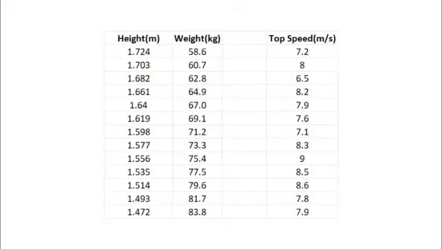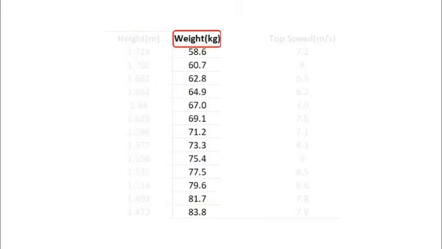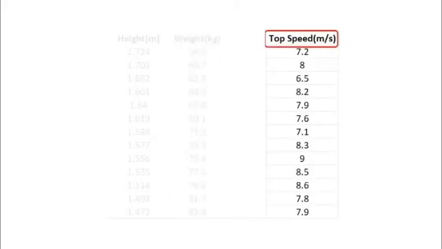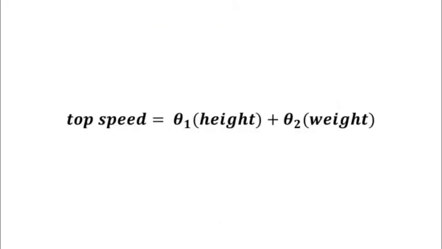Now let's look at an example. This is height of a person in meters. It lies in the range of 1.5 to 1.8 meters. We also have weight in kgs, and it has a large magnitude comparatively, in the range of 55 to 85 kgs. And we have the corresponding top speed of that person in meters per second. Let's call height x1 and weight x2 as the features and y, the top speed, as target. Now this is our model. Top speed equals theta1 times height plus theta2 times weight.